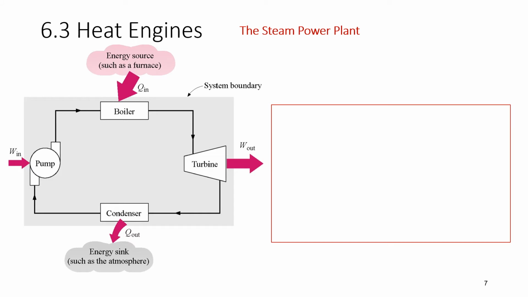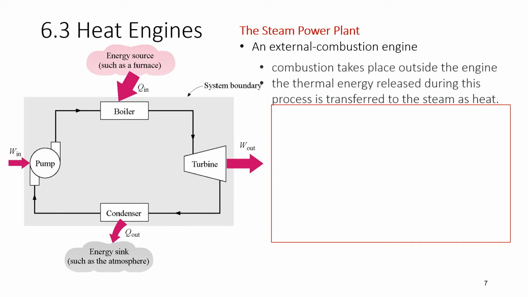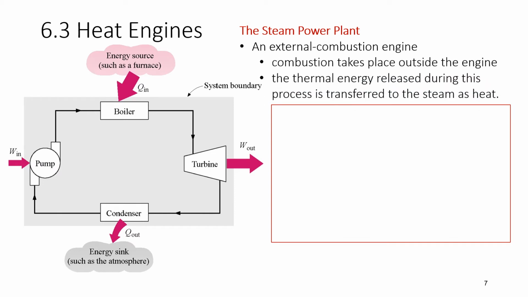Okay, so what you are seeing now, the diagram on the left, is a schematic diagram of the steam power plant. We're going to go through the diagram one by one, but let's look at the definition first. A steam power plant is an external combustion engine. What is an external combustion engine? It means that the combustion is happening outside the cycle. Combustion takes place outside the engine.